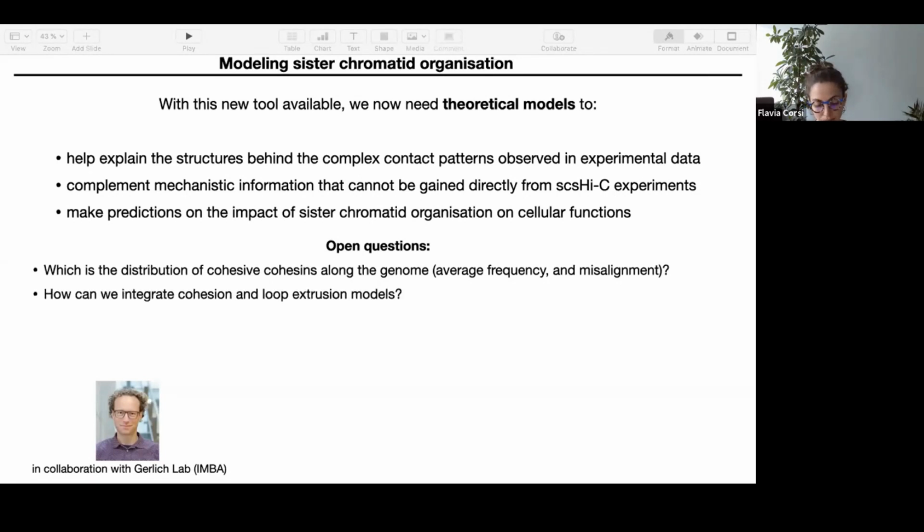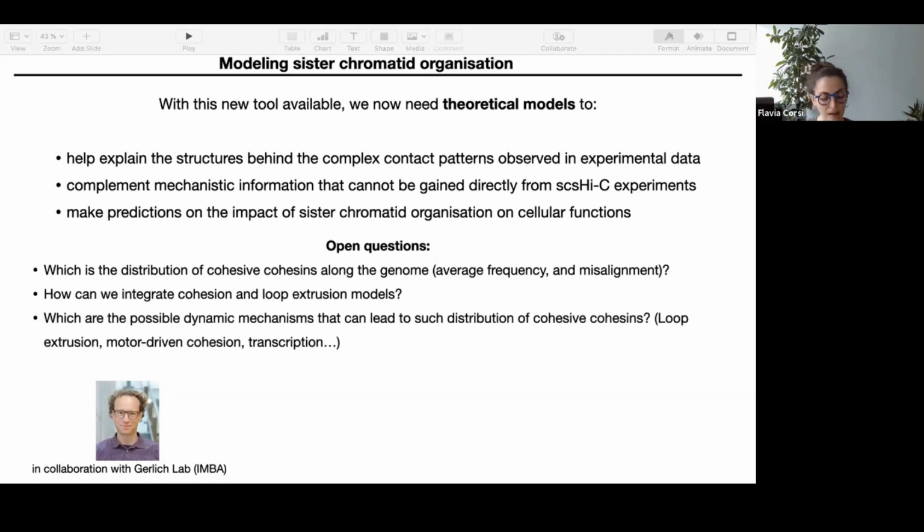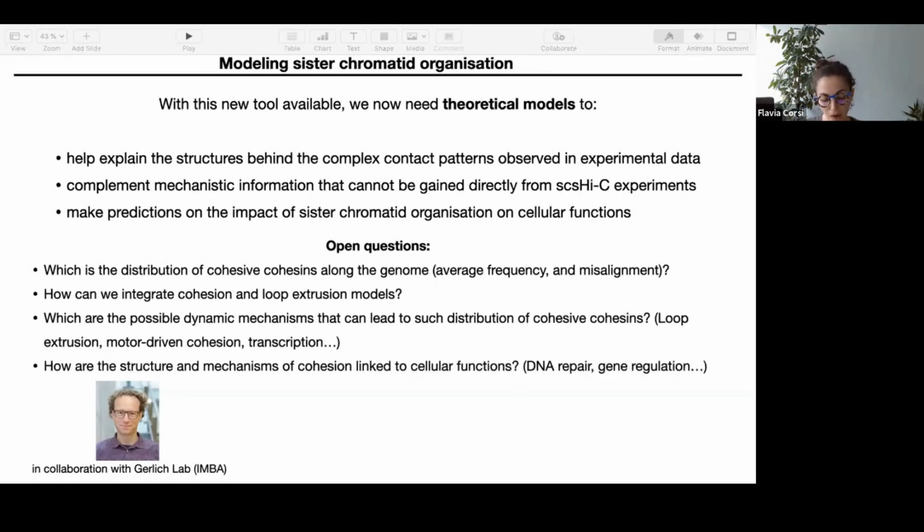Then we would like to integrate the cohesin model with the loop extrusion model. And then we would like to know if there are other possible mechanisms that can lead to such a distribution of cohesin rings. For example, motor-driven cohesin instead of just diffusion of rings, or transcription-correlated cohesin. And how are these structures and mechanisms linked to cellular functions? All this work I've been doing in collaboration with the Gerlich lab.